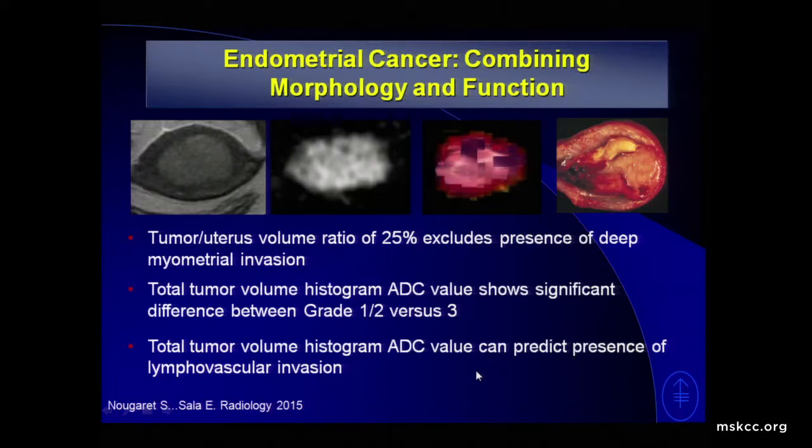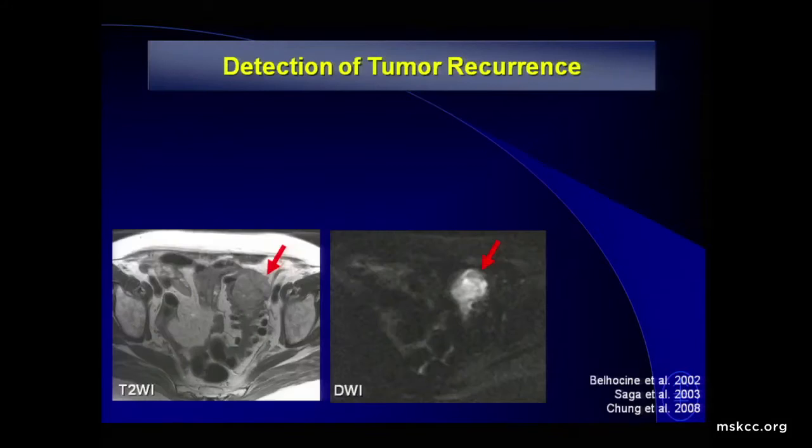So I just wanted to give you a feel for how you can combine the great anatomical resolution of MRI with physiology and function to start even predicting certain things like lymphovascular invasion and depth of myometrial invasion. Just a slide or two on detection of tumor recurrence. Yes, of course, you can see areas of recurrence better on diffusion-weighted images, although it's limited to the area you're imaging on MRI. And MRI takes a long time and it's expensive.